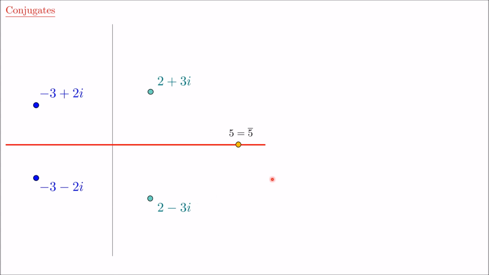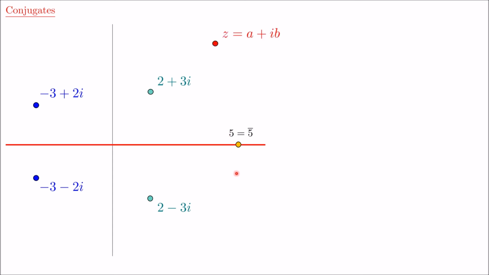And in the special case of real numbers, what happens when you take conjugates of them? Well, if you take the conjugate of the regular number 5, we're reflecting it along this red line here. But you can see that because of the position of the real number 5, when you take the reflection, nothing is going to happen. It's going to stay in the same spot. So when you take the conjugate of a real number, nothing happens to it.